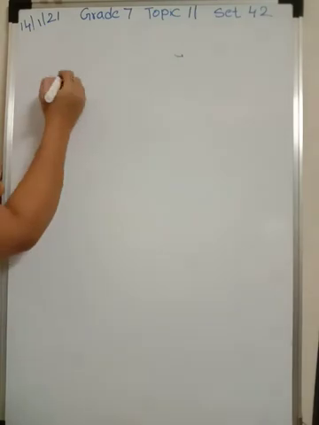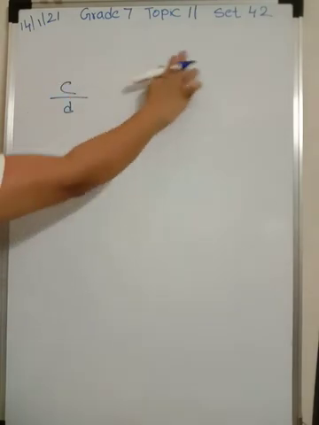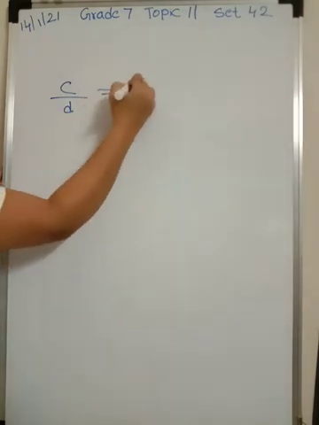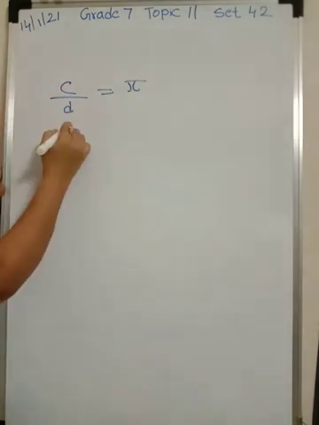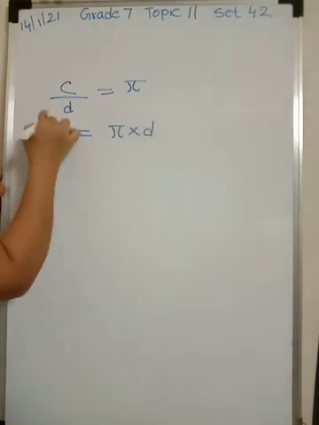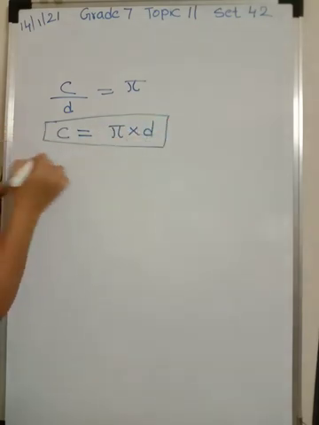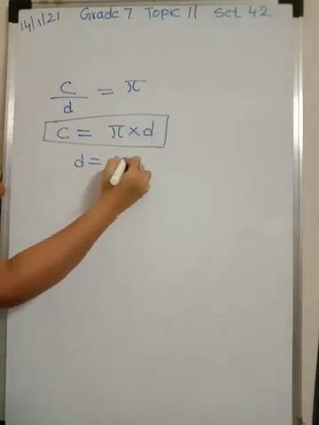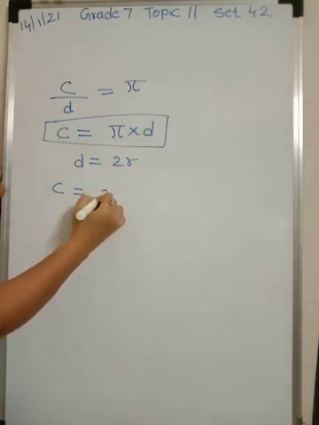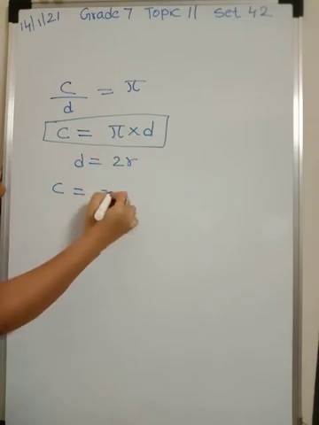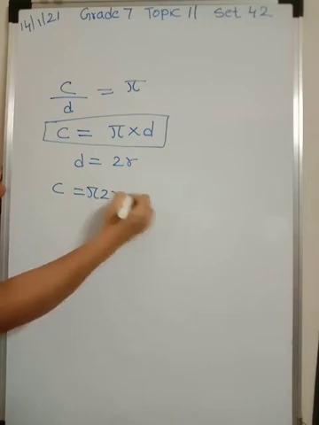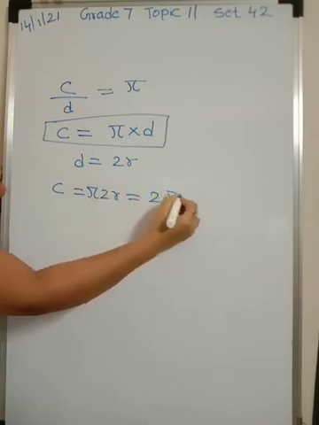If I know that circumference upon diameter is nothing but pi, how do I find circumference? Circumference will be equal to pi into d. So this is the formula to find circumference of a circle. But what is diameter? Diameter is equal to twice radius. So I can write circumference is equal to, for diameter I am writing 2r, and pi as it is, so pi into 2r, but for your convenience we say it as 2 pi r.